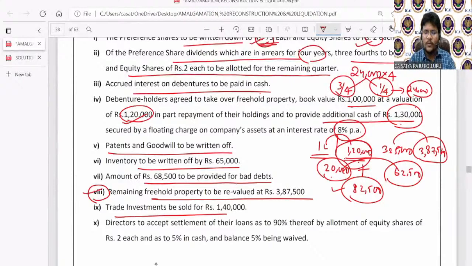Trade investment we sold for 1,40,000, sir, which has a book value of 55,000. So the difference is nothing but profit only. I think so. The difference is how much, guys? The difference is 85,000, right? So the entry: bank account debit 1,40,000, to investment 55,000, to reconstruction account 85,000. How much is the difference, guys? 1,40,000 minus 55,000, yeah, which is 85,000.